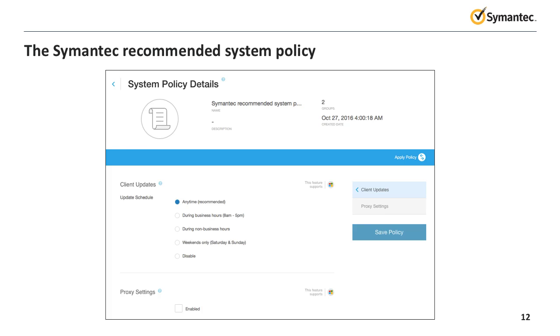SEP Cloud provides a default system policy called Symantec Recommended System Policy. The default system policy cannot be modified and will be applied to the default group automatically. Should you need to make changes, however, you can create a copy of the existing system policy and then customize the copy for your specific needs.